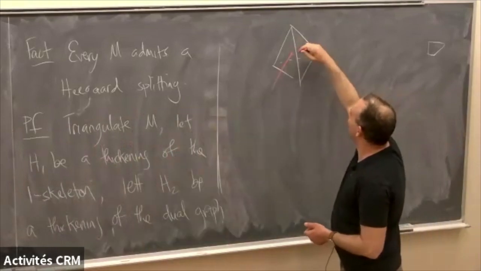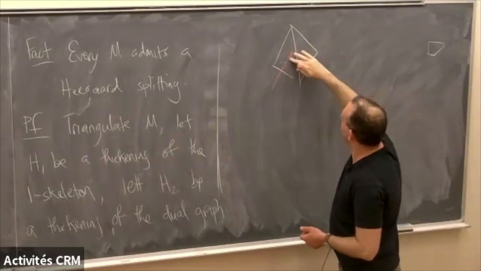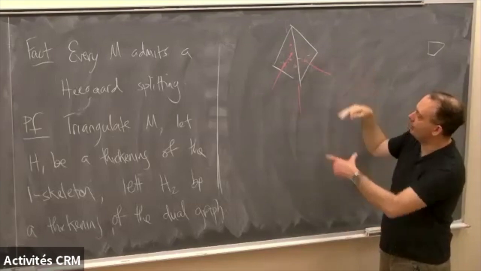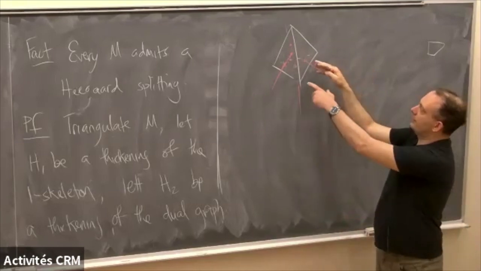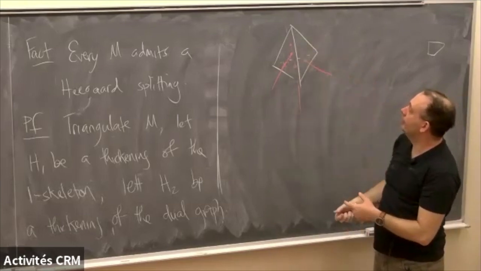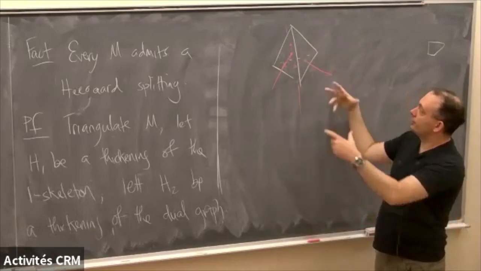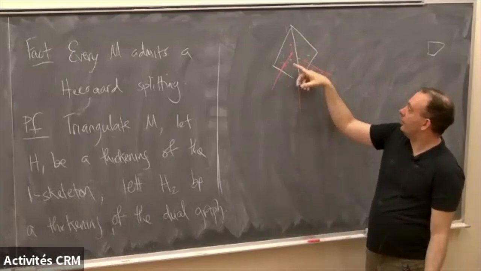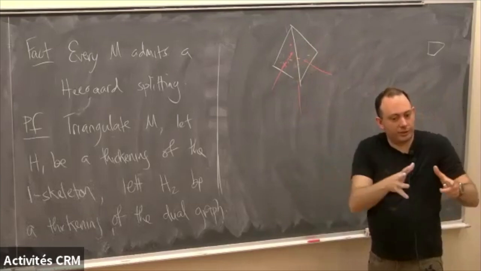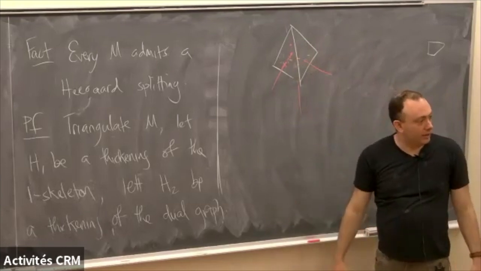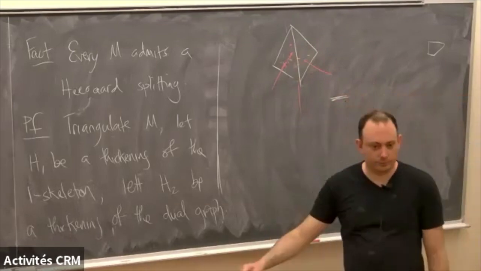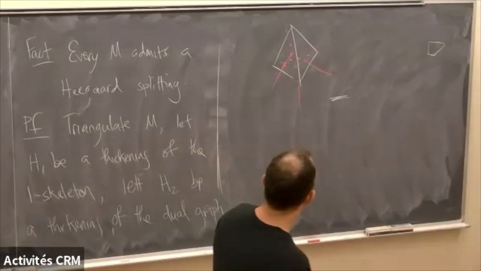So the dual graph looks something like this. Okay, and then you can sort of try to convince yourself that as you thicken up both the one skeleton of the triangulation and simultaneously this dual graph, then you get two handlebodies whose boundaries eventually collide, and then you get this Heegaard splitting.